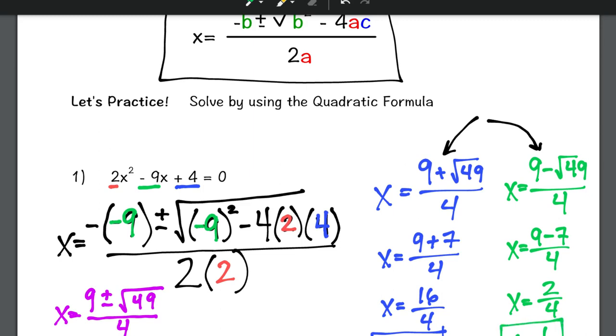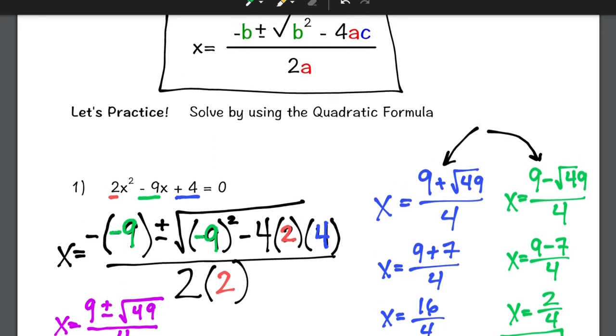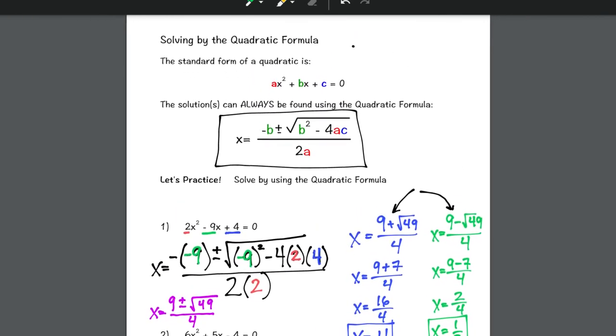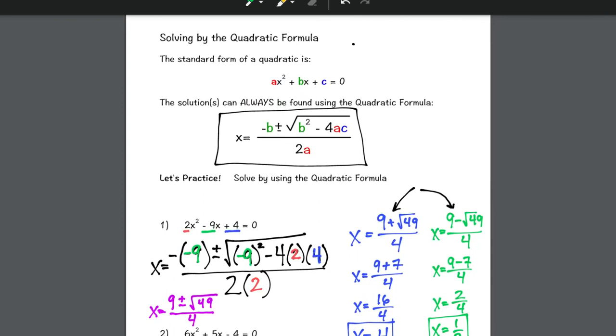All right, so now we've got two solutions for x, and this can always be used for any quadratic equation we put in front of you. As long as it's in standard form, the quadratic formula, no matter what our three A, B, and C's are, will always work for you. So now you've got the foundation on how to use the quadratic formula.